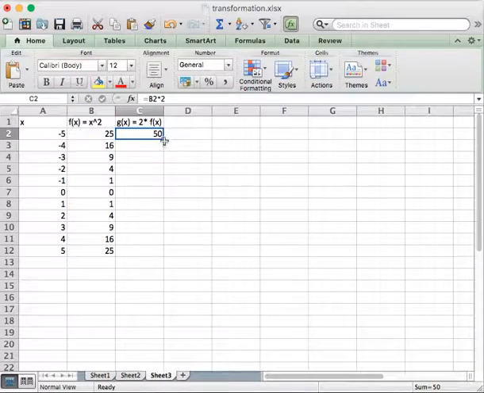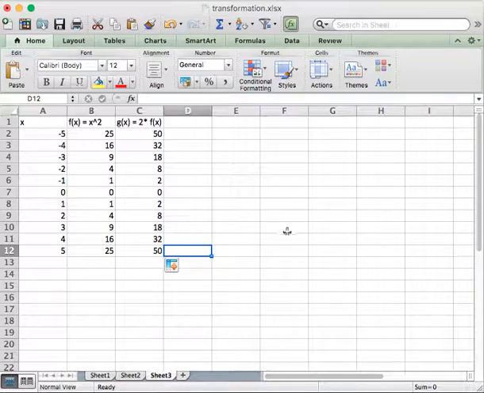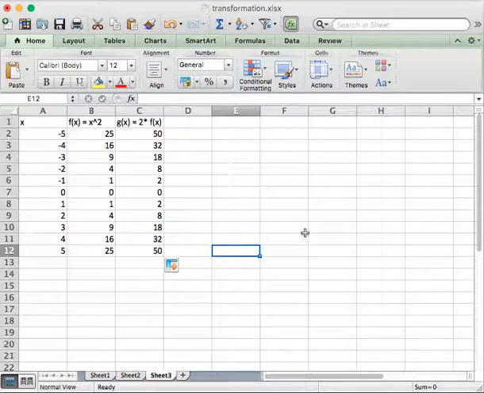And, syempre, lahat ng values ng f of x natin, pag nag-multiply tayo ng 2, becomes twice. All the values of g of x are twice the values. At ang lahat ng value dito sa g of x ay twice sa corresponding value nila dito sa f of x. So, paano naman yung graphically?